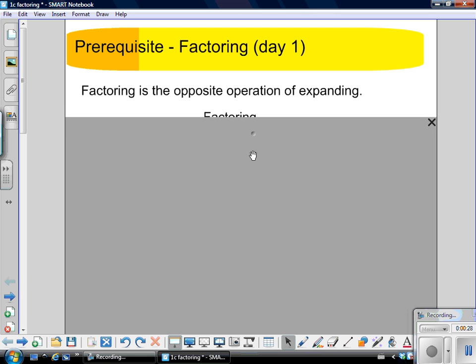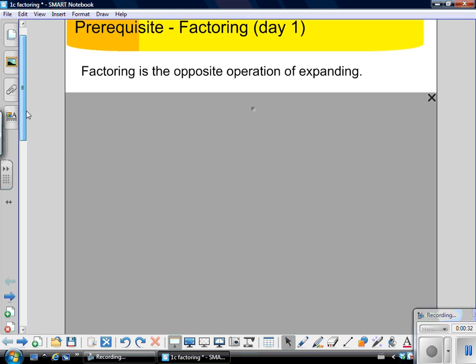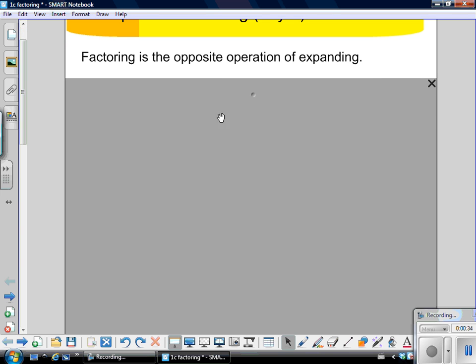The first thing we're going to look at is for you to recognize that factoring is just the opposite of expanding. So when we talked about polynomials and the distributive law, this is actually doing the opposite. The first kind of factoring we're going to look at, we're going to go from the least amount of work to the most amount of work.